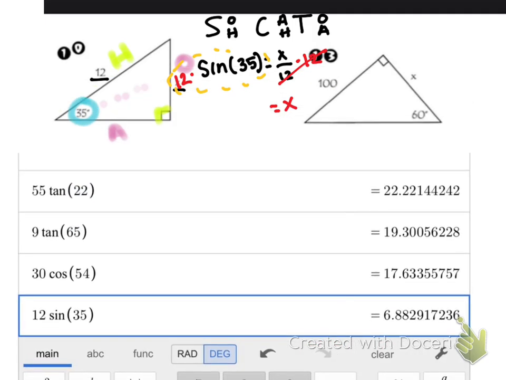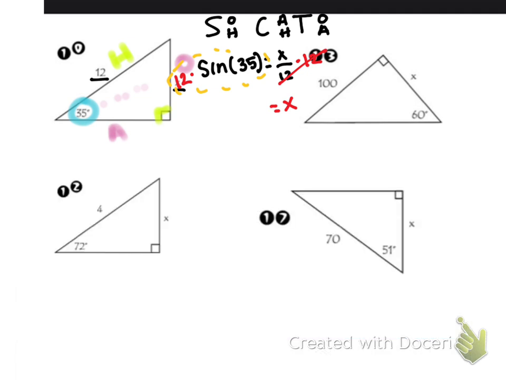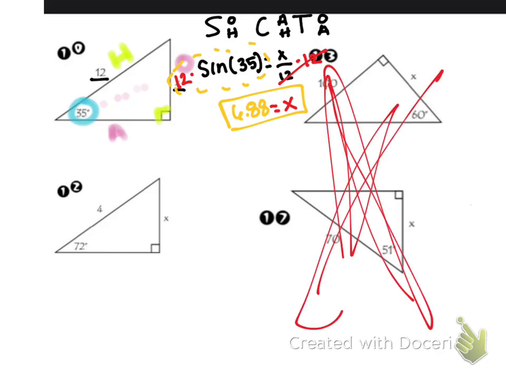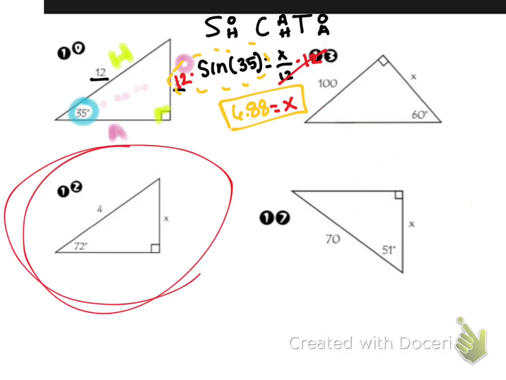There we go, 12 sine of 35, which is 6.8829. So that would be 6.88. That's our answer for X. All right, go ahead and try number 12. So not these two. We're going to go over those in a second. So don't do those right now. Go ahead and do this one right here, number 12.